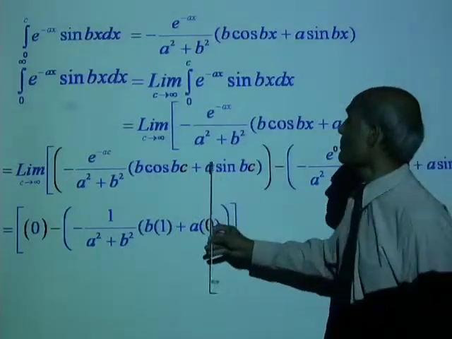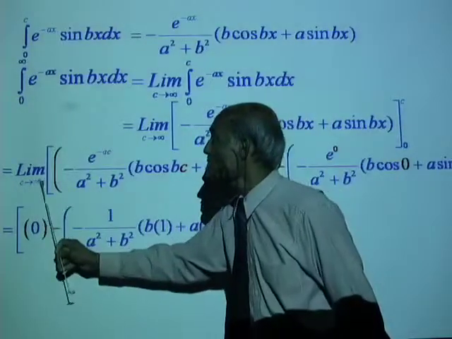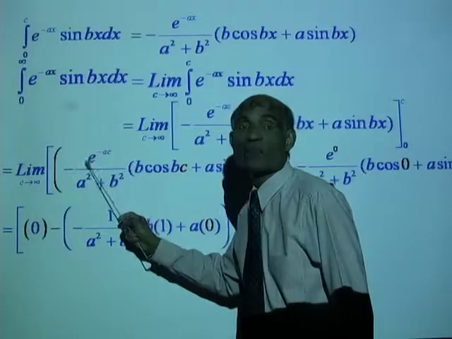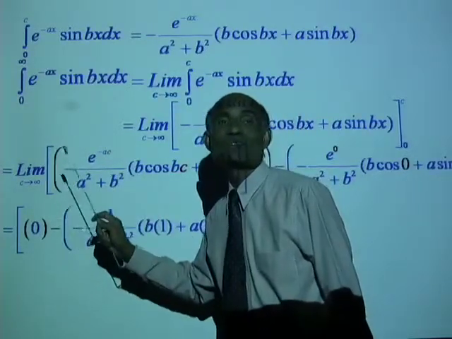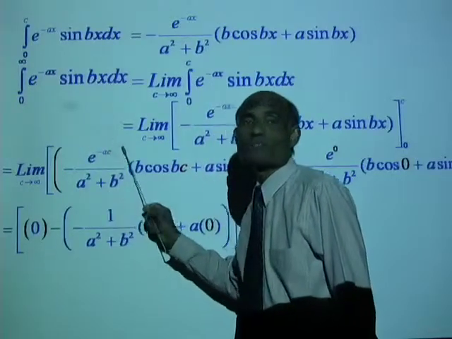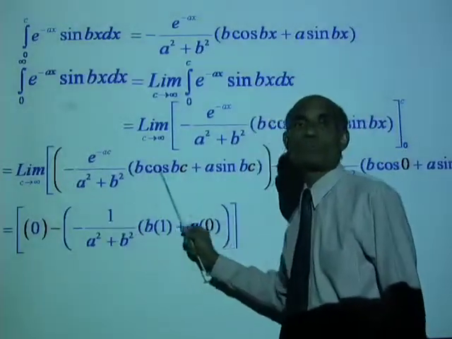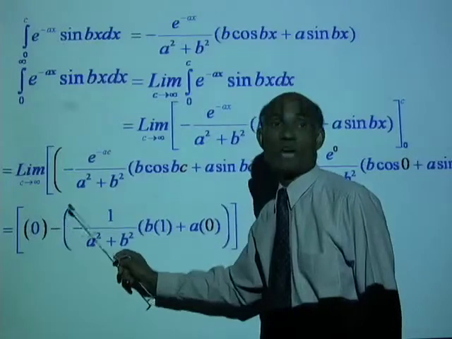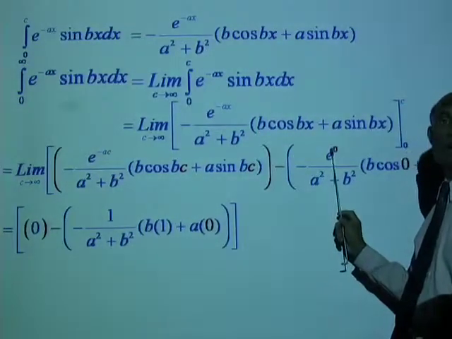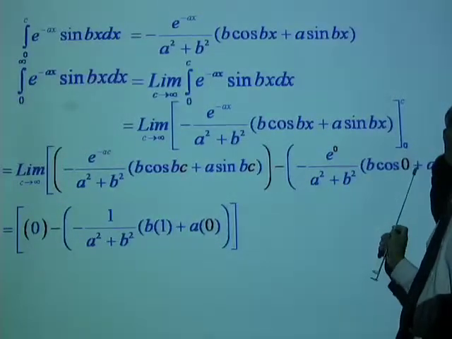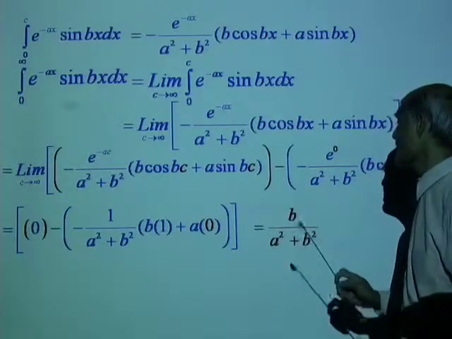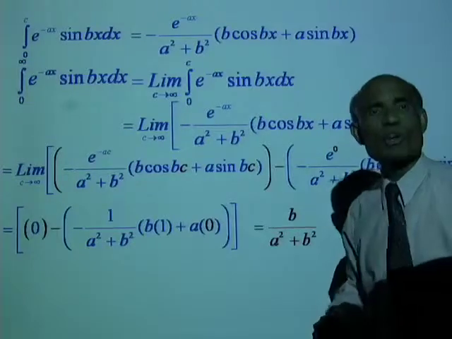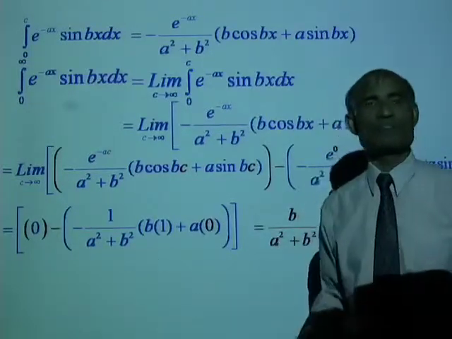Alright, so what will this be now? In the limit when c goes to infinity, let's apply the limit here. In the limit when c goes to infinity, this is your c. What is e to the power of negative ac when c goes to infinity? The limiting value of this is 0. Because the limiting value of this is 0, it reduces the whole of this to 0. So in the first parenthesis, the value is 0, that is the upper limit, minus now the lower limit, where this is 1 and this is 1, so this will be b plus 0, and that gives you b over a squared plus b squared as the value of that improper integral. You see how a terrible looking improper integral gave you such a beautiful result.